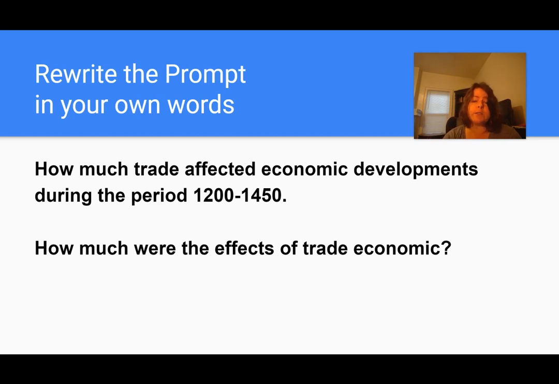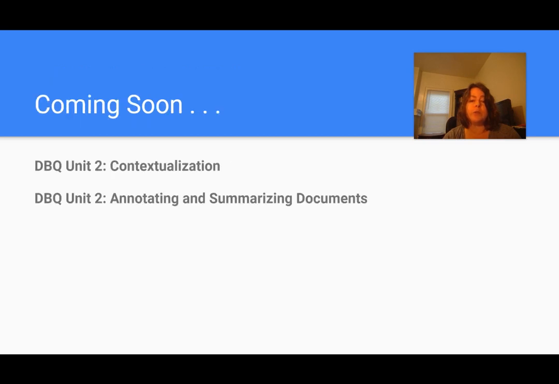So practice this process with me a few times. Trust yourself. You know what these words mean, right? Put it in your own words, and you're going to do great on these essays. Coming up next with the same prompt, we're going to do contextualization, and then we're going to dive into the documents, annotate them, and summarize them. This is going to help us get those evidence points on the DBQs. So I hope to see you soon.